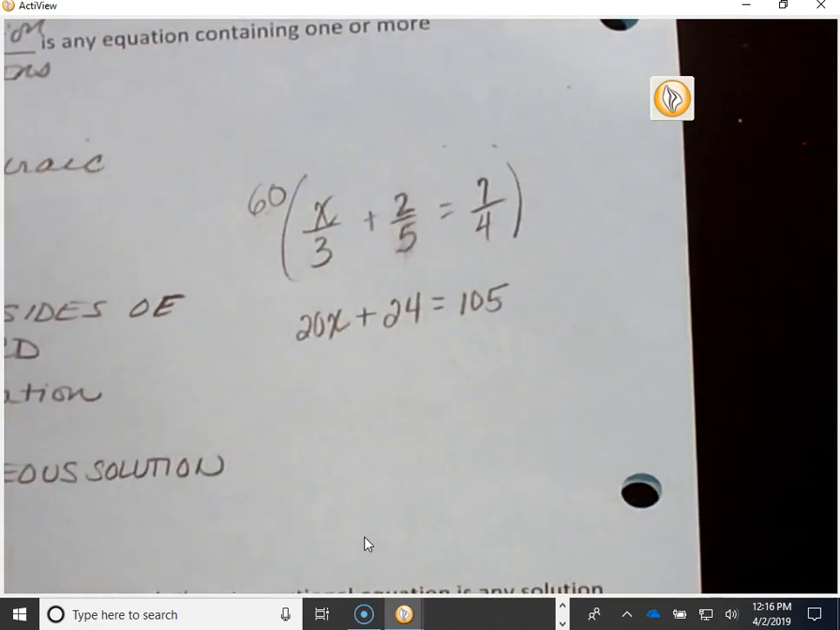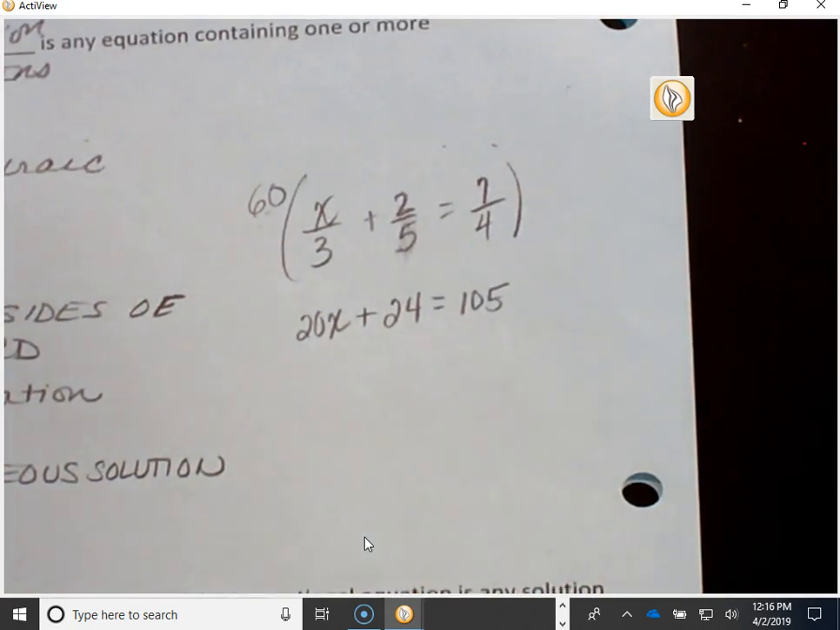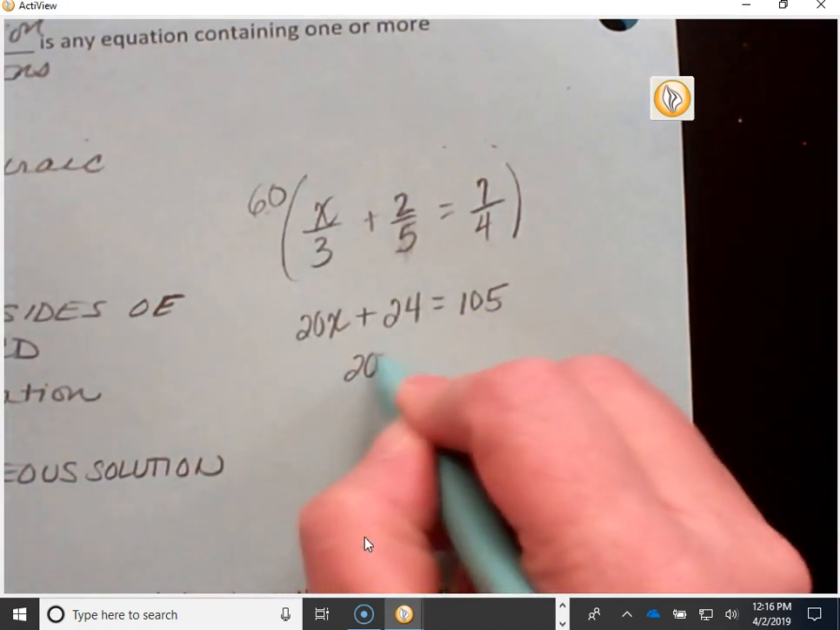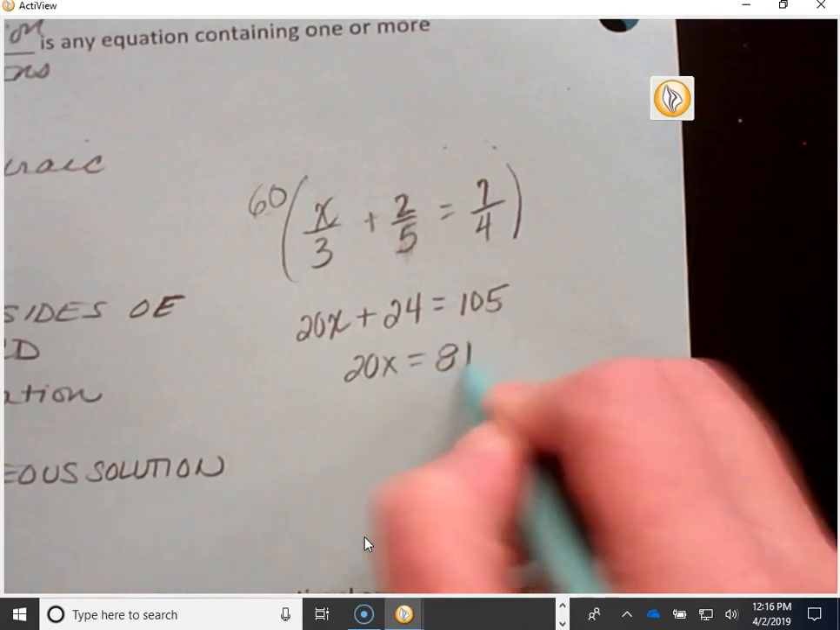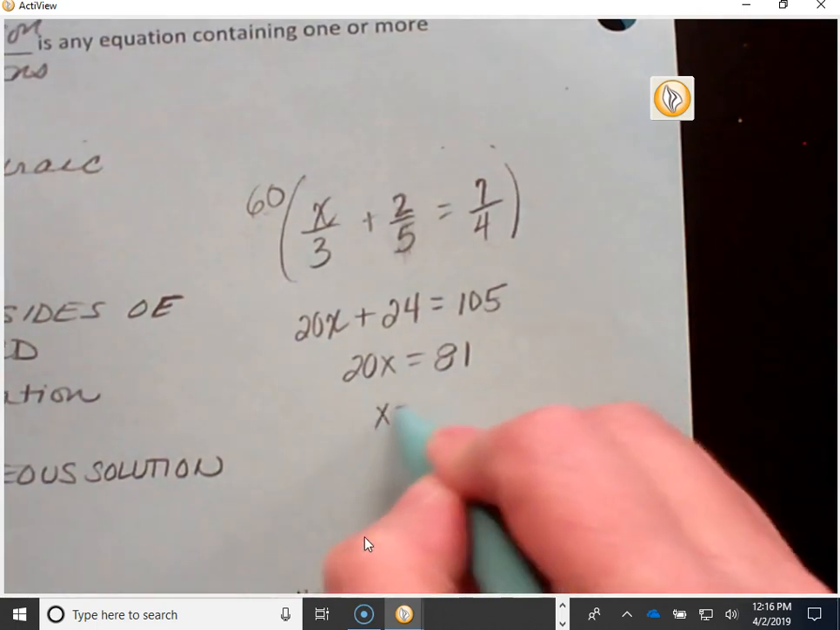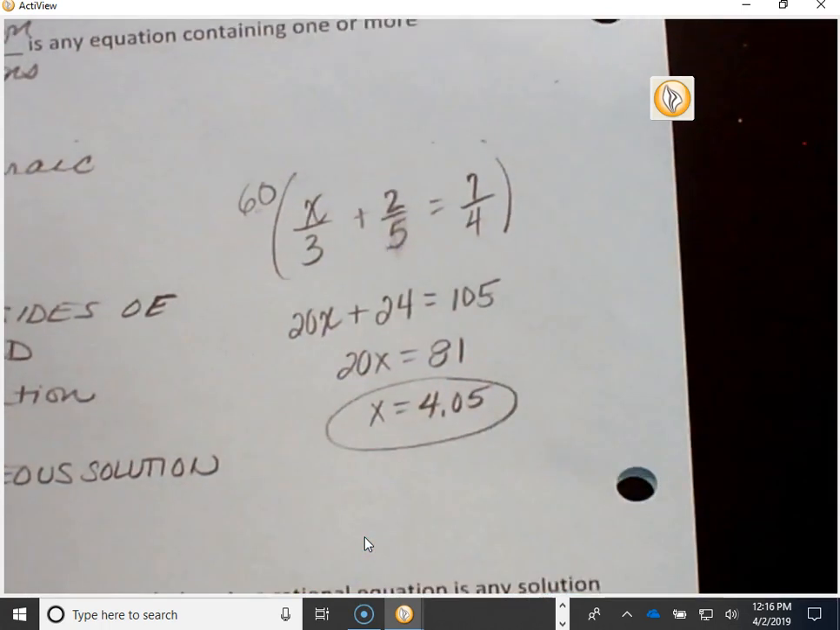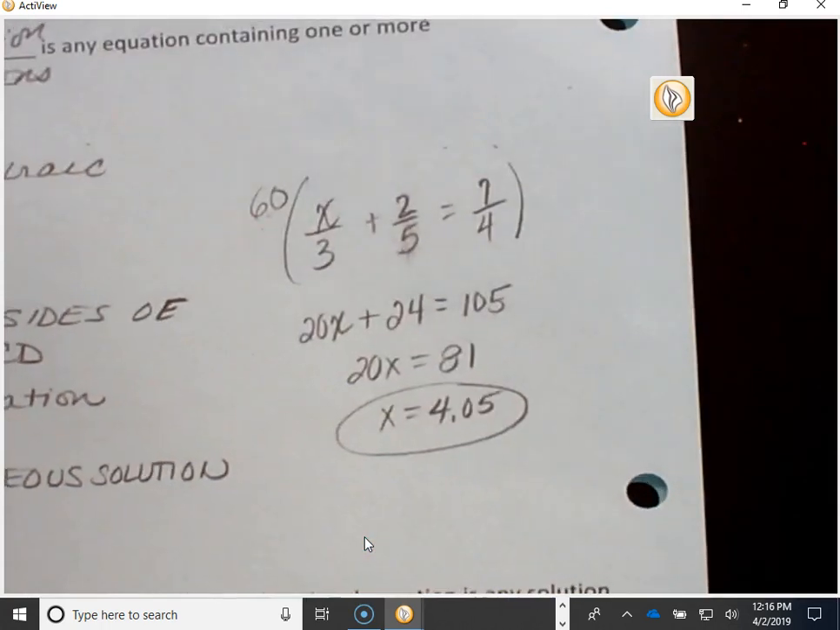And then I'm just going to solve that equation. So I subtract 24. I got 20x equals 81. And then I divide that by 20, and I find out that x is 4.05. And I can leave it just like that. But all of a sudden I didn't have any fractions and it was easy to figure out. So that's what we're going to do to solve these. We're going to follow all of those steps.